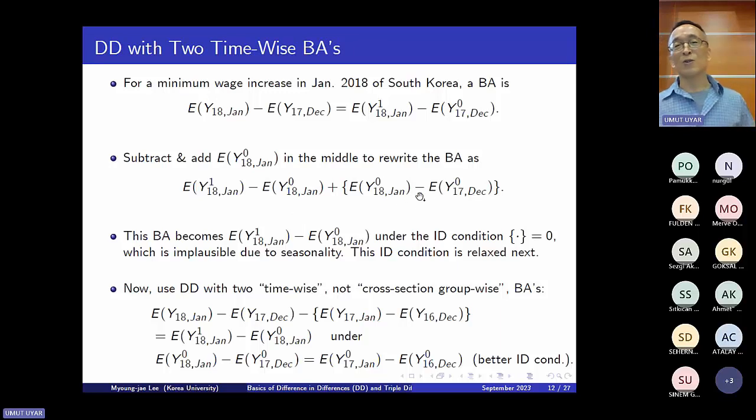However, this assumption that these two are the same is problematic because there is seasonality. People behave very differently in December, maybe because of Christmas. This is year-ending months, whereas this is year-starting months without Christmas. So requiring these to be the same is implausible due to the seasonality problem.